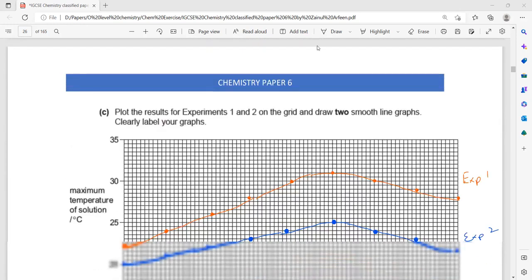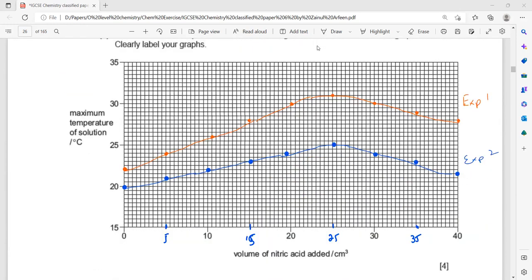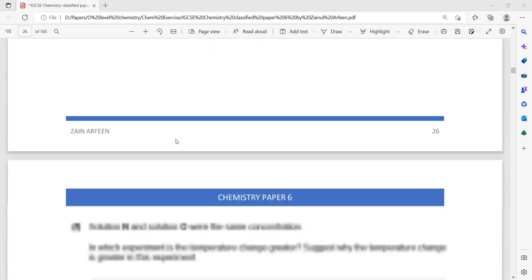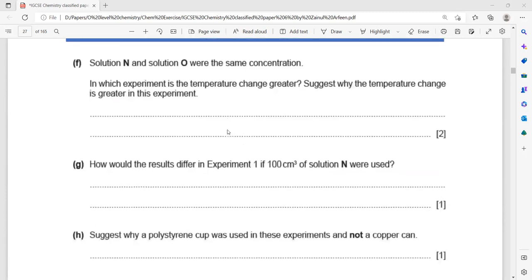What might be a reason why N is giving a greater temperature change than O? First, in which experiment is the temperature change greater? The answer is experiment 1. And what is the reason for that? Because N is giving a greater temperature change, solution N is more concentrated than O. There are more particles, more reactions. That's why the temperature change is higher.